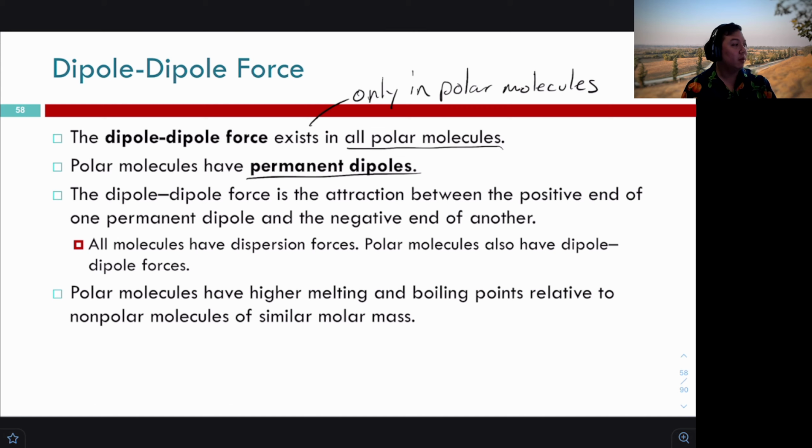So these permanent magnets, these permanent dipoles, attract each other because we have a positive end and a negative end. And so those positive and negative ends attract each other. Polar molecules have higher melting points and boiling points relative to nonpolar molecules of similar molar mass, which is because of their permanent dipole, but also stronger intermolecular forces.